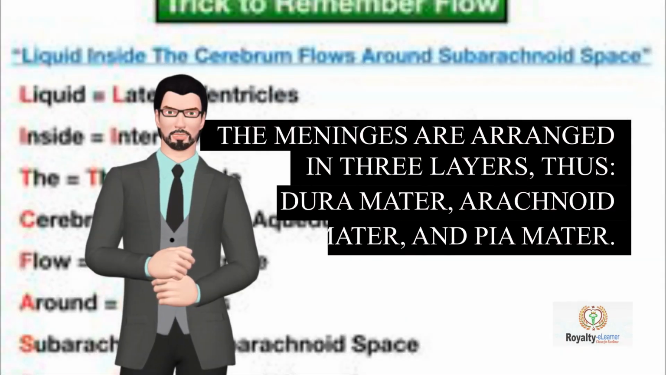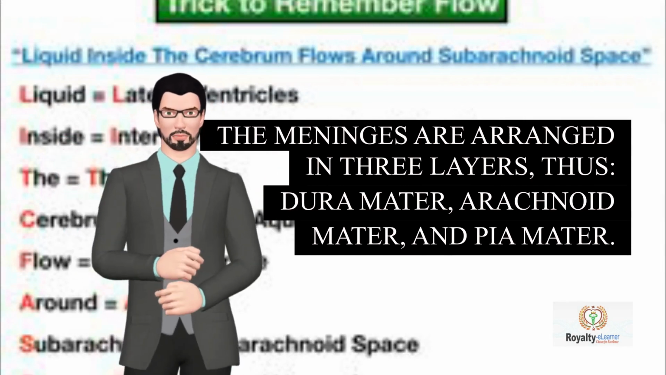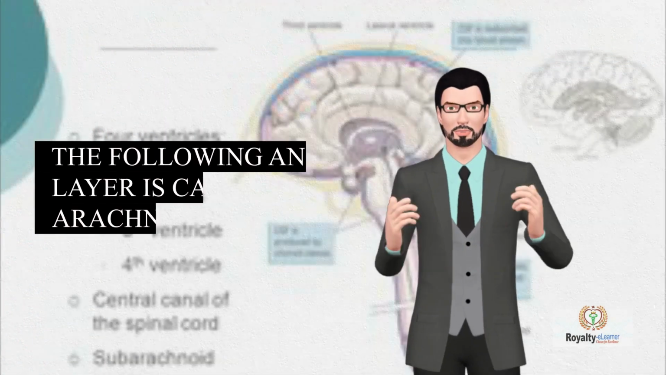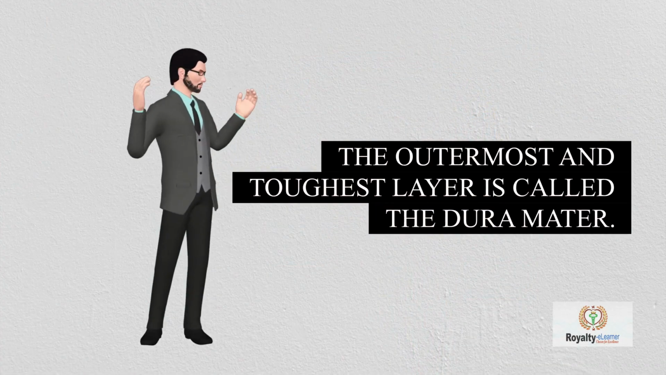The meninges are arranged in three layers, namely dura mater, arachnoid mater, and pia mater. The layer that touches the brain tissue is called the pia mater. The following and middle layer is called the arachnoid mater. The outermost and toughest layer is called the dura mater.